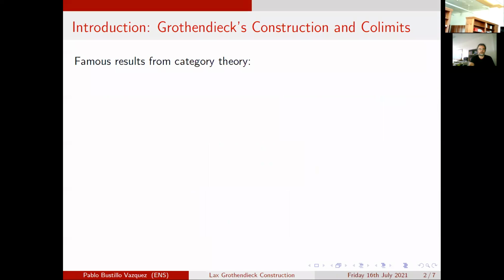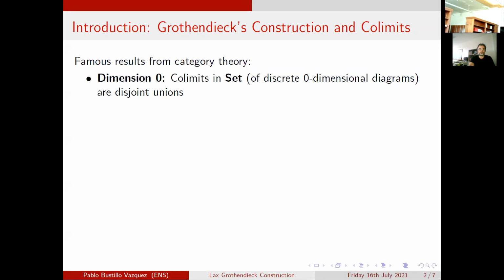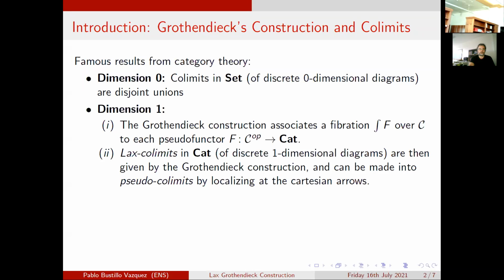First, I'll speak about some famous results from category theory. Actually, the first result is probably more from set theory. If you have an indexed family of sets, you can compute its colimits by simply taking the disjoint union. And you can do something very similar in dimension one in ordinary category theory.